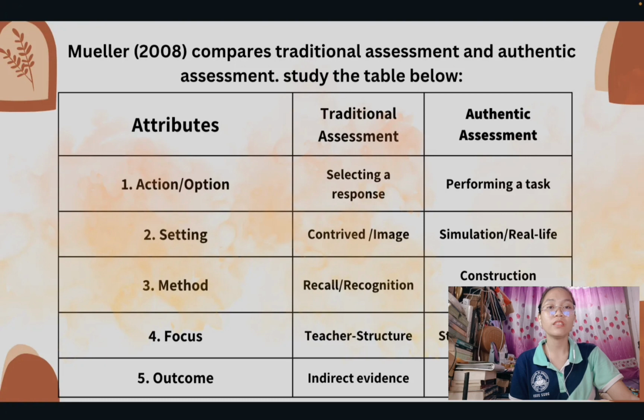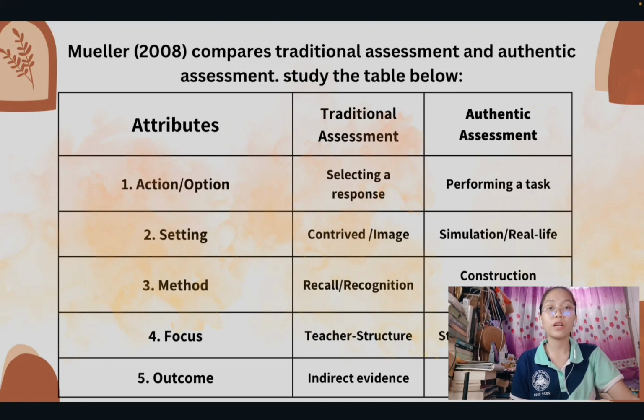The third one is method. Traditional assessment is recall or recognition, and authentic assessment is construction and application. Examples of recall and recognition are storytelling, flashcards, and fill in the blanks. About construction and application, examples are debate and concept mapping.